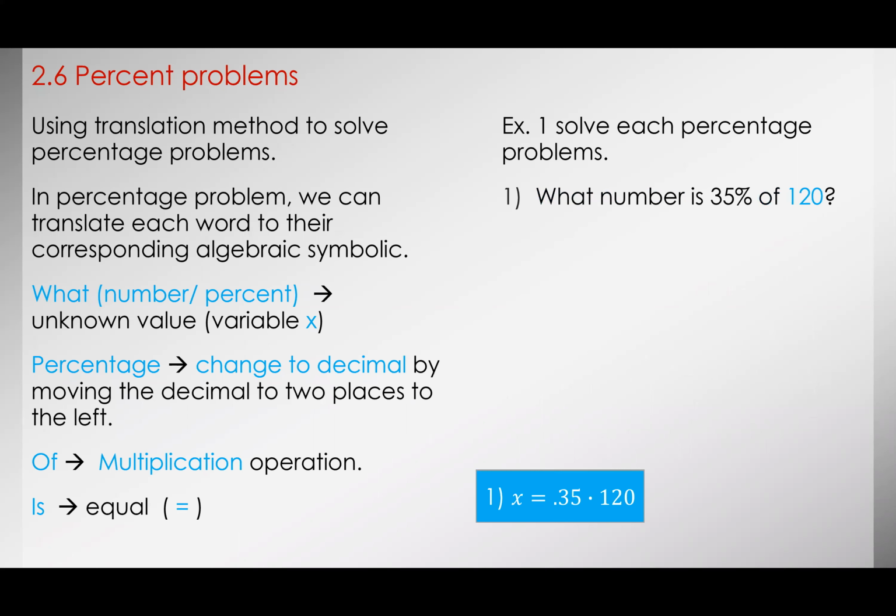So again, looking at this item, my X is by itself. I have X equal to 0.35 times 120. So my X is by itself. I don't need to solve for X because X is already by itself. All I need to do is whatever the operation tells me to do, which is 0.35 multiplied by 120. And my X is by itself, I'm done. That is my answer, right? Any questions with number one?